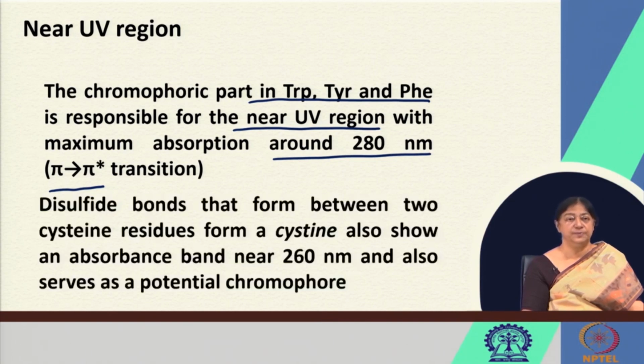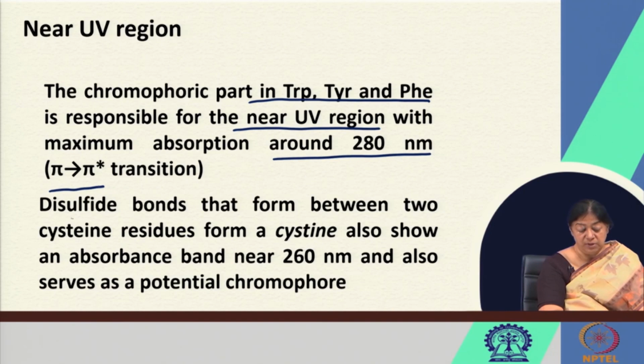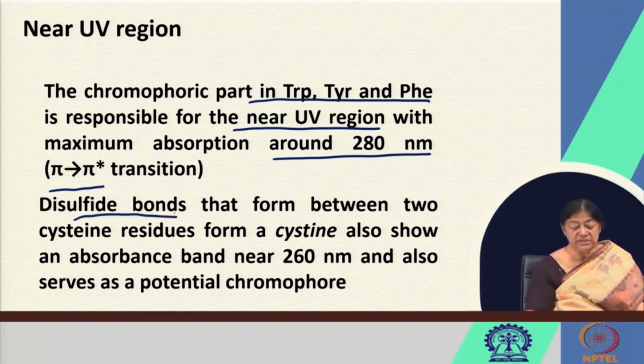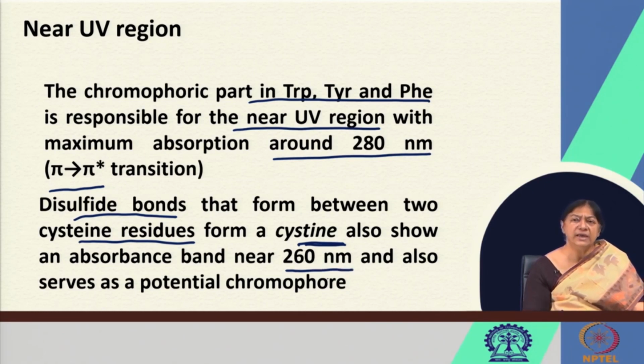The disulfide bonds that we know of, what are these disulfide bonds? We will learn in a later class, but we know that the cysteine residues can form what is called cystine, which I will show you in a moment, and they have an absorption around 260 nanometer, and they also can serve as a potential chromophore, because again we see that 260 nanometers also falls in the region of our near UV as we saw.